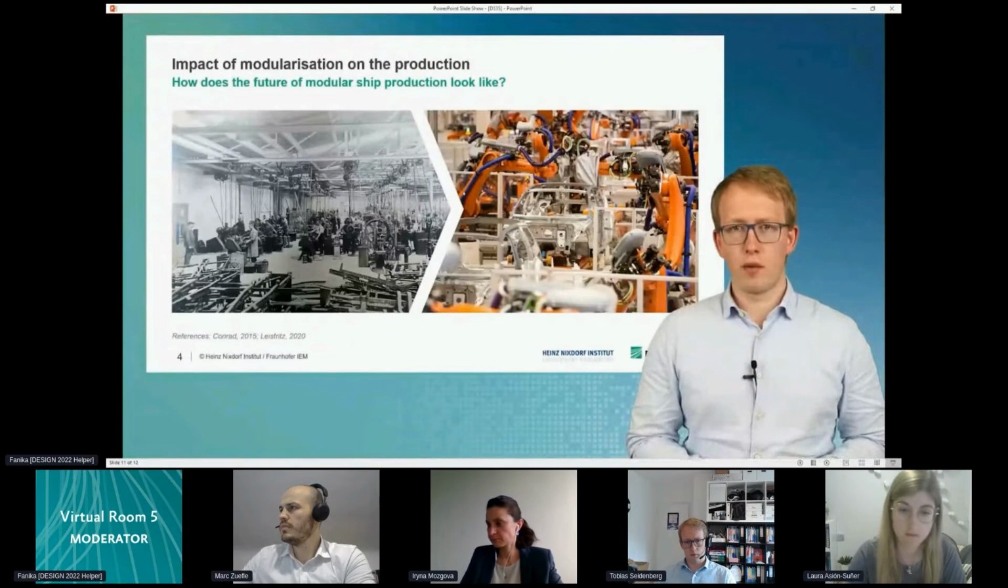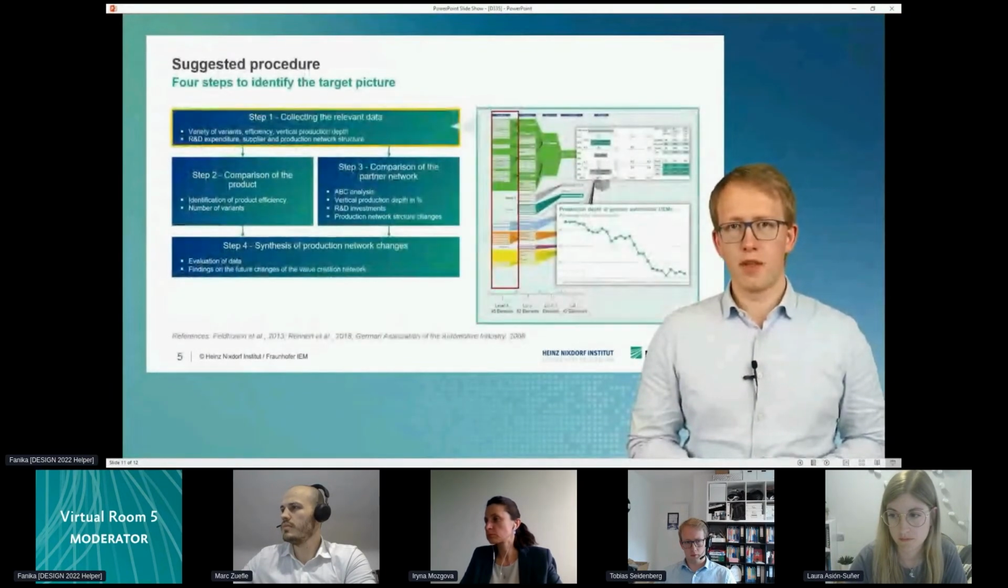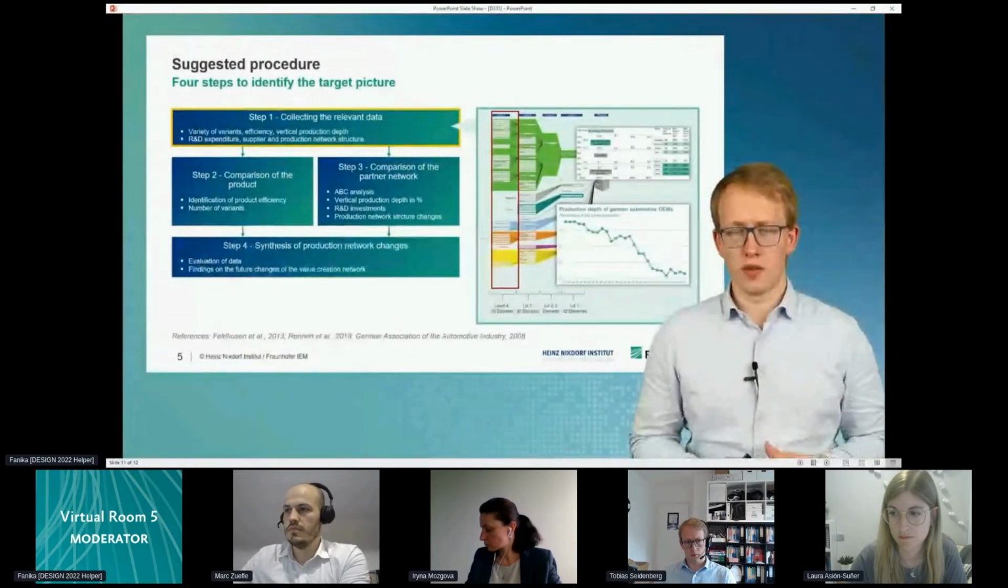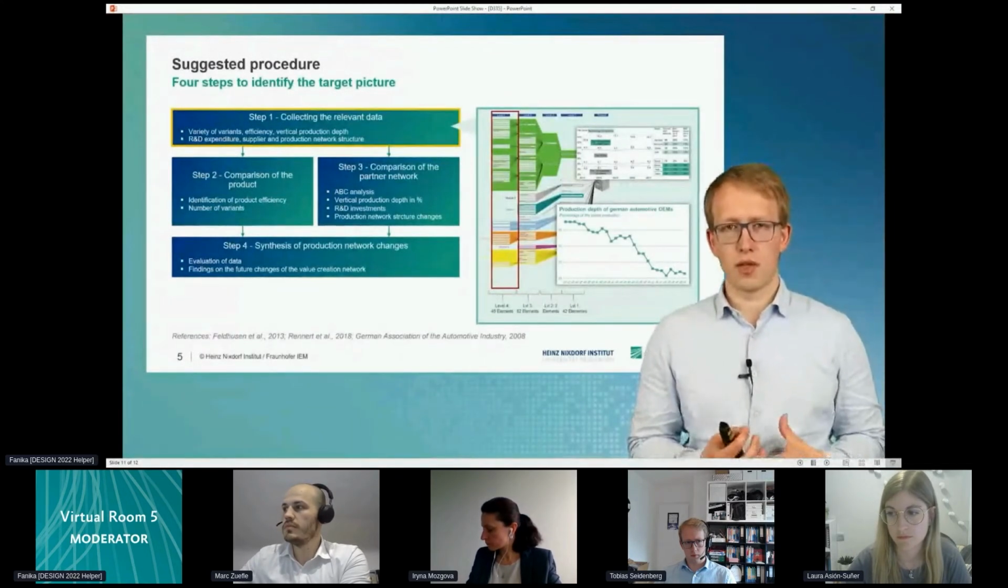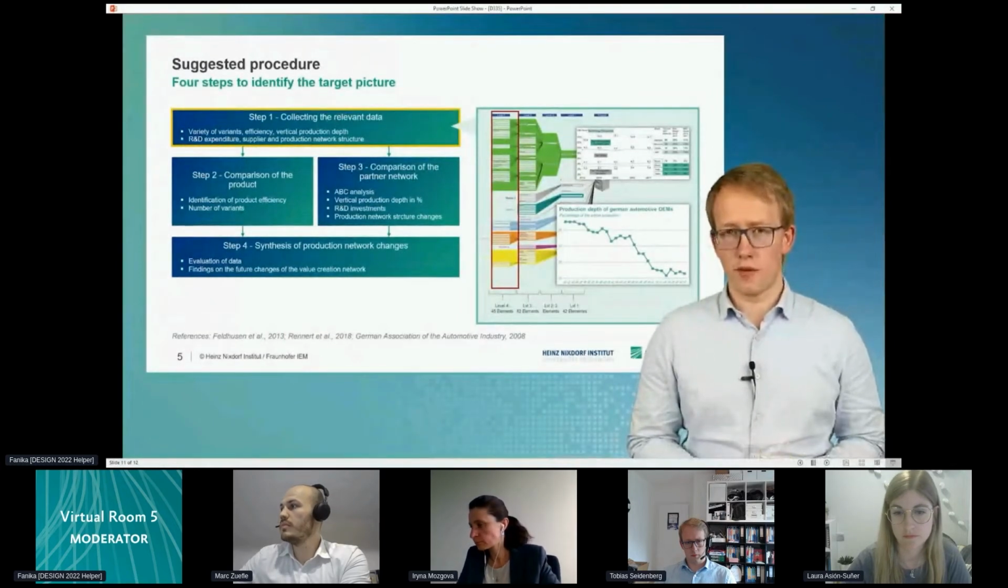So therefore, we are proposing this 4-step method. As you can see, we're starting by collecting all the relevant data that we need, all the information, putting them together. Then we are at the comparison of the product. Then we do compare the production network. And then we are investigating what are the actual changes that need to be done. So starting with the collecting of the relevant data.